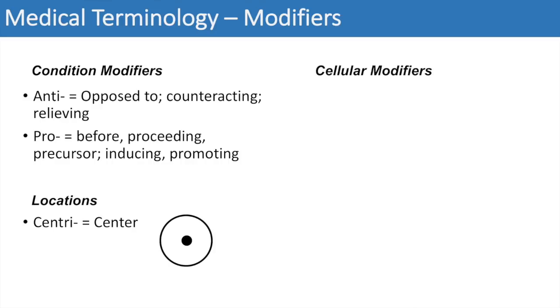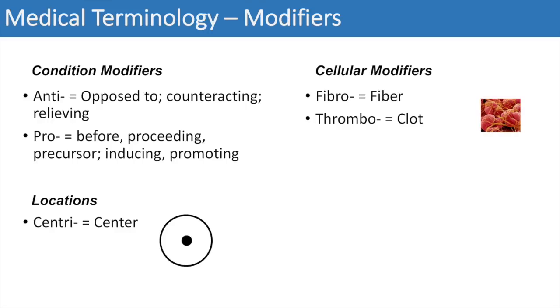We didn't get much into this in the last couple lessons, but we can think of fibro, which simply means fiber. So you can think of fibroblast in this case. The next one is thrombo, which simply means clot. So you can think of thrombocyte or thrombosis or thrombocytopenia. They all just simply mean something to do with clot.